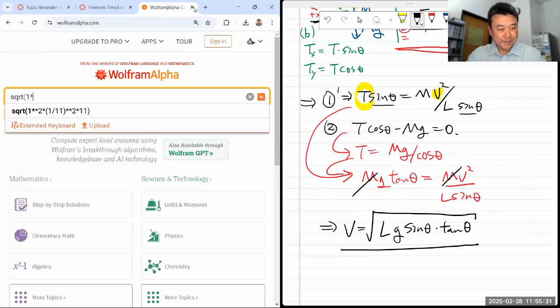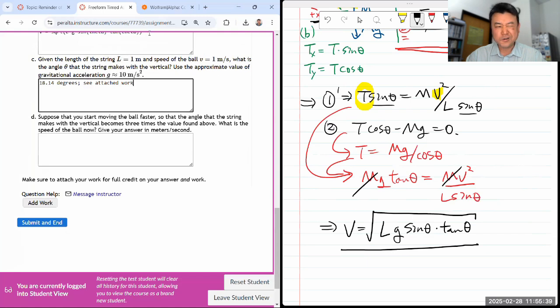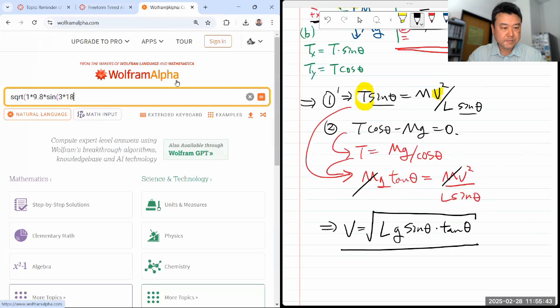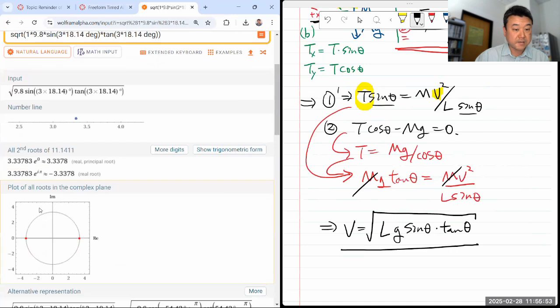Square root of 1 times 1. Yeah, I'm just going to keep everything in basic SI units. So sine of 3 times that value. So I'll just do 3 times 18.14 degrees, times tangent of 3 times 18.14 degrees. And the thing that this is supposed to illustrate is that your speed isn't exactly 3 times. It's more than 3 times.